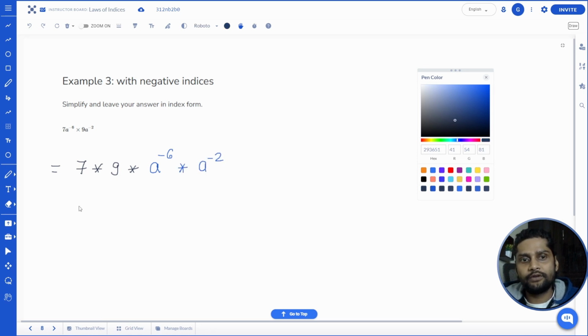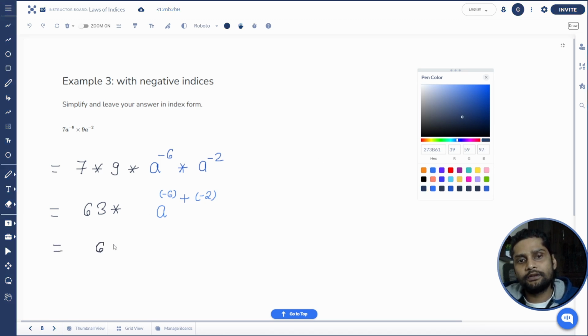As usual, you have to multiply the coefficients as they are, but now considering this exponential term, we again have to use the same law: we need to write the base only a single time, and we need to add the two exponents that we have. Make sure to use the same signs which we have, negative 6 and negative 2. Then we have to simplify this.